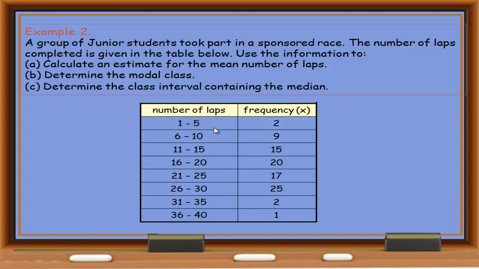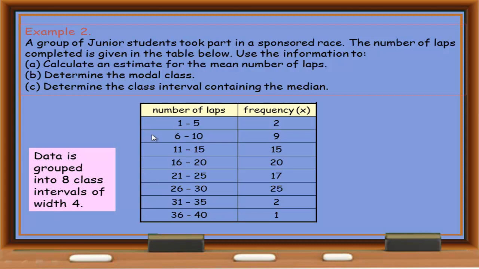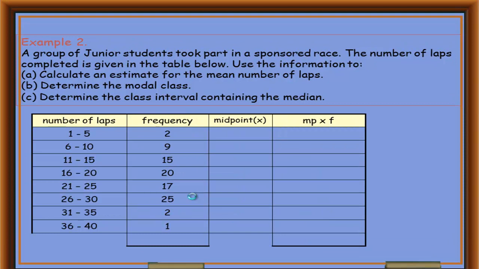Here are the number of laps. 1 up to 5 laps has a frequency of 2. Number of laps from 6 to 10 has 9, and so on. Data is grouped into 8 class intervals of width 4, that is 5 minus 1 is 4, 10 minus 6 is 4, 15 minus 11 is 4, 20 minus 16 is 4, and so on. Therefore, we have 8 classes, and the interval width is 4. From example number 2, the frequencies and class intervals are given. Then let us find the mean number of laps.